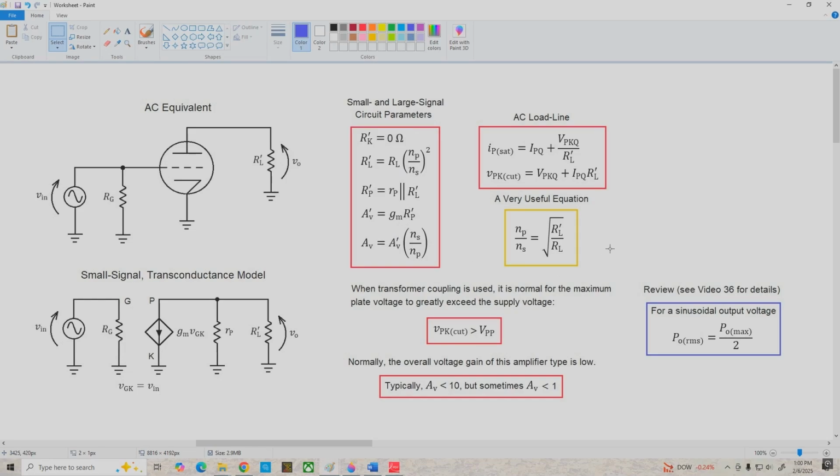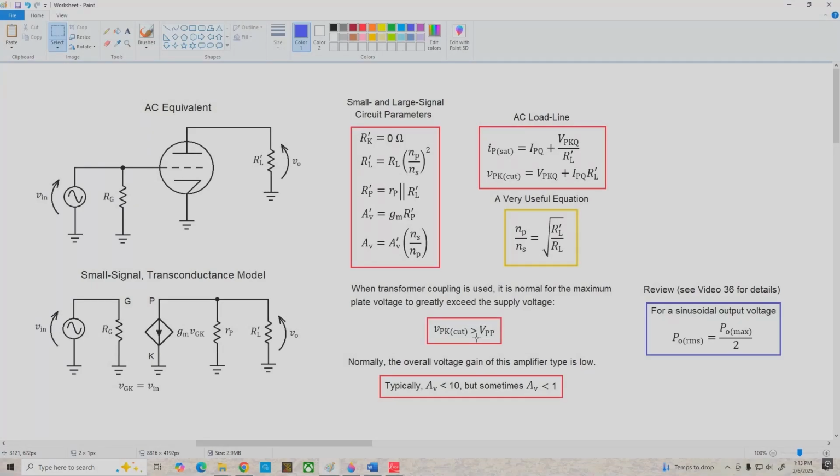Now, when we're using transformer coupling, something can happen that's really pretty cool and maybe unexpected, and that is it's possible for VPK cutoff to be larger than the power supply voltage. So if we had a 100 volt power supply on this circuit, it's possible for us to have a VPK cutoff of 200 volts or even more. This can't happen when you're using capacitive coupling. VPK cutoff is always going to be less than or equal to VPP, but in this case we can get a VPK cutoff that's greater than VPP.